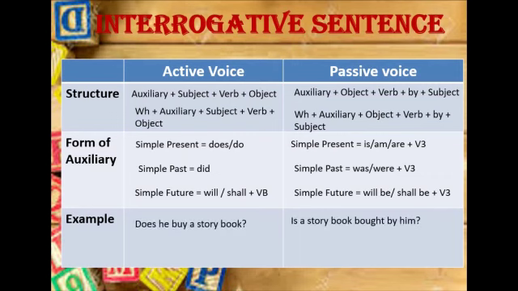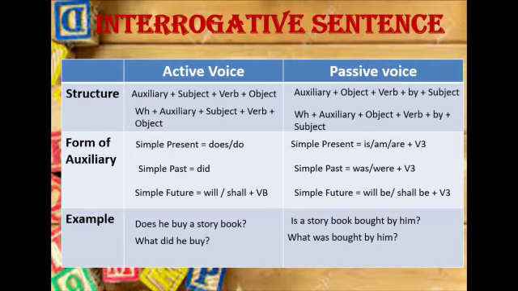For example, does he buy a storybook? So it will be converted: does will be converted into the auxiliary is, a storybook, and by will be converted to the third form. Is a storybook bought by him? And you have to put a question mark.